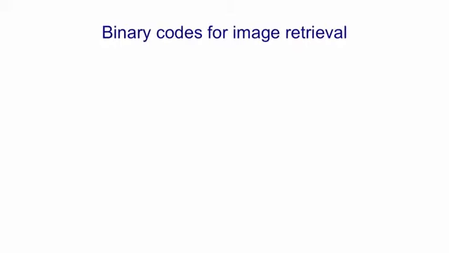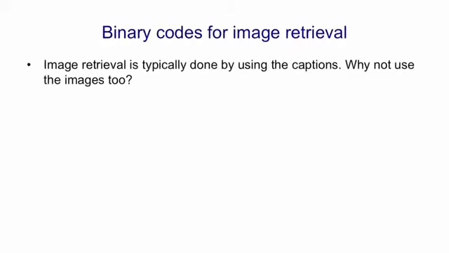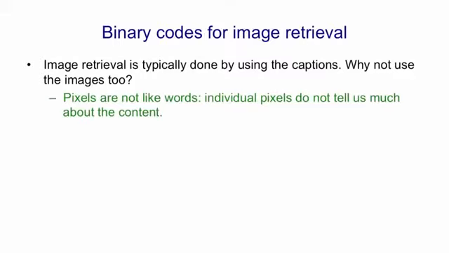Now we're going to look at using binary codes for image retrieval. Image retrieval at present is typically done using the captions. But why not use the images too? They obviously contain a lot more information than the captions. The basic problem is that pixels are not like words. Individual pixels don't tell us much about the content of an image.